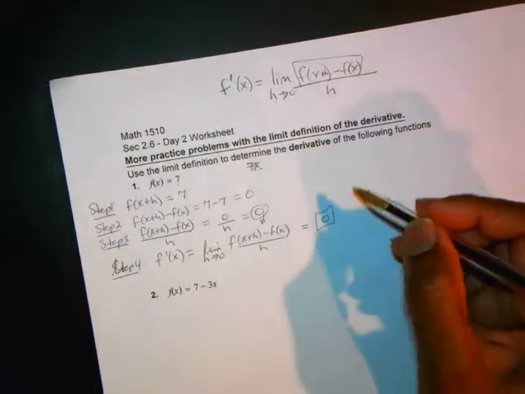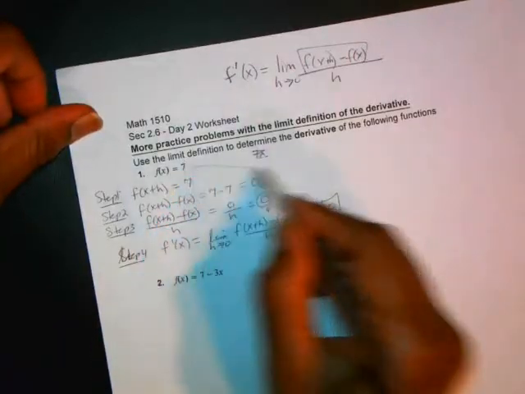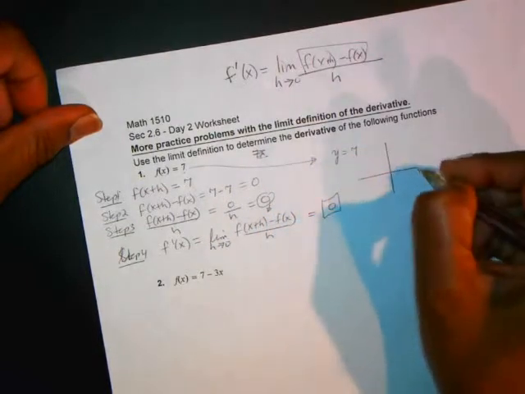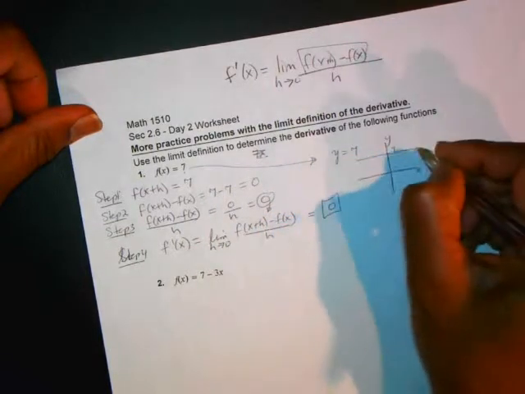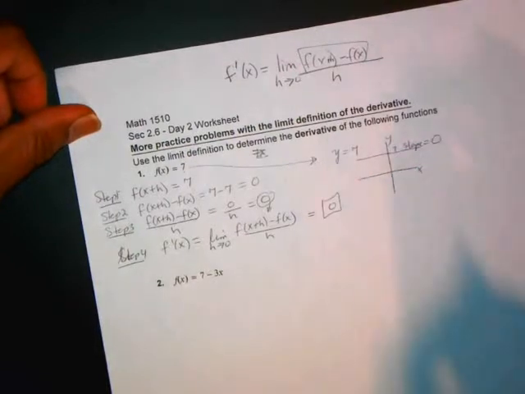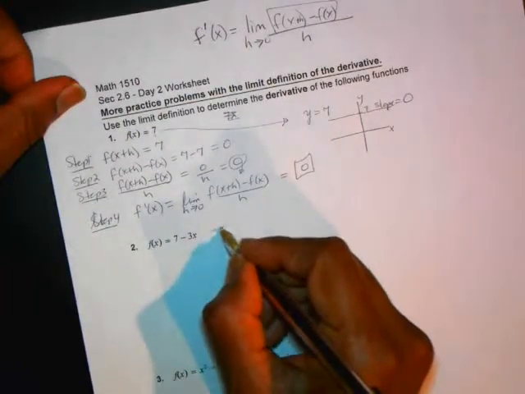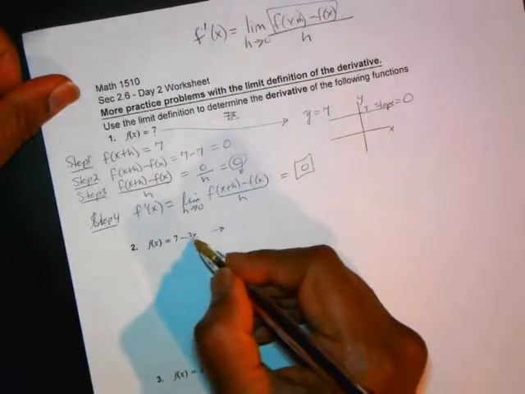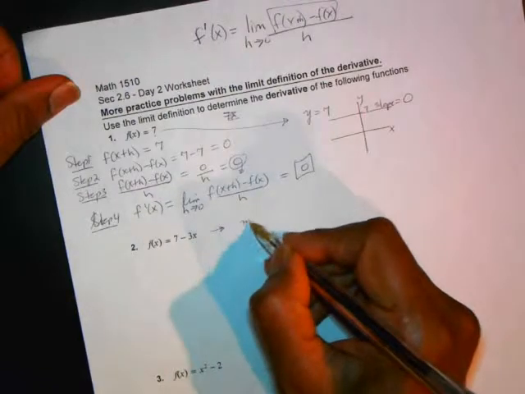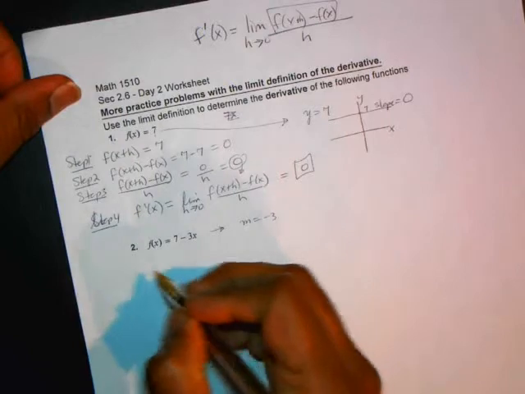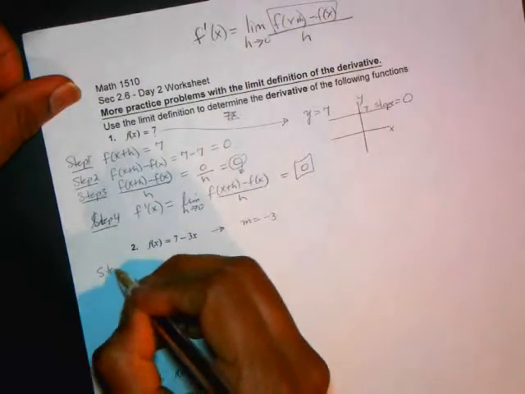And thinking about it, this shouldn't be a surprise, because the graph of that function, y equals 7, is just a horizontal line. And the slope of a horizontal line, you may recall, is just 0. If you were to keep that in mind, the next problem, since it's a linear equation, it's mx plus b, m is negative 3. But let's try to find the derivative by doing all the steps and see if it actually matches.